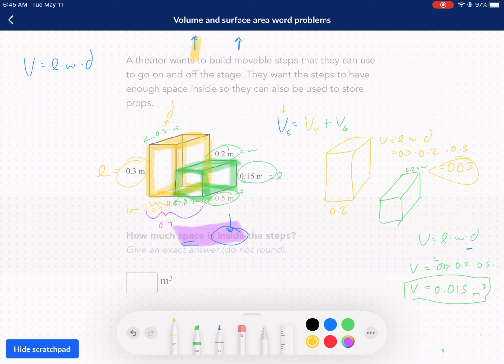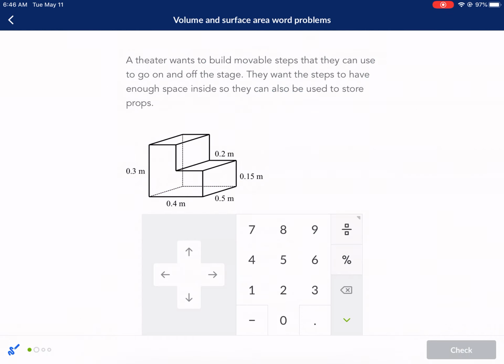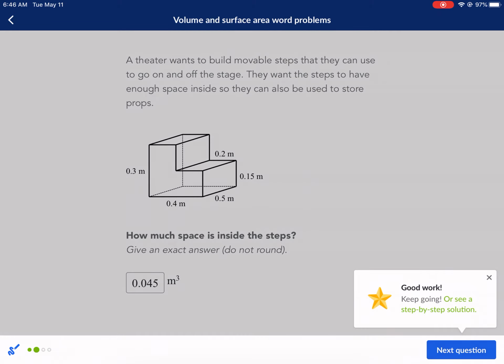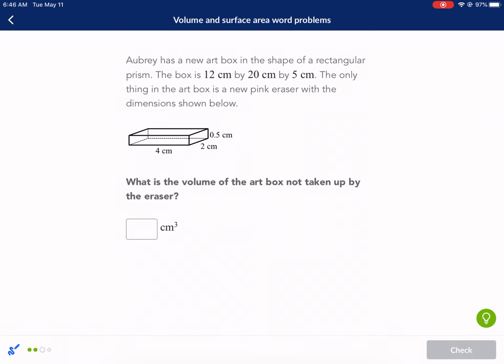And now we just add these two together. So we have 0.03 plus 0.015, and we're going to get 0.045. Volume equals 0.03 plus 0.015 equals 0.045. Finally, the answer is 0.045 meters cubed. Check it. Next question. Hopefully a surface area.